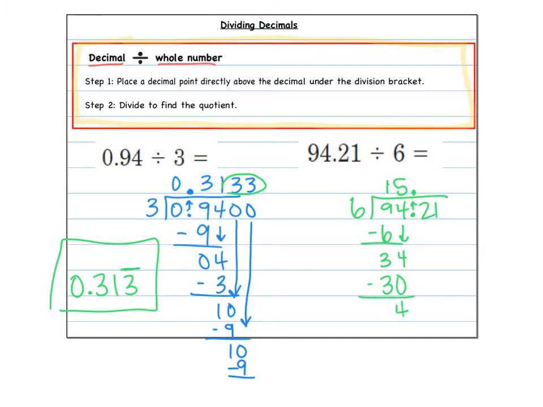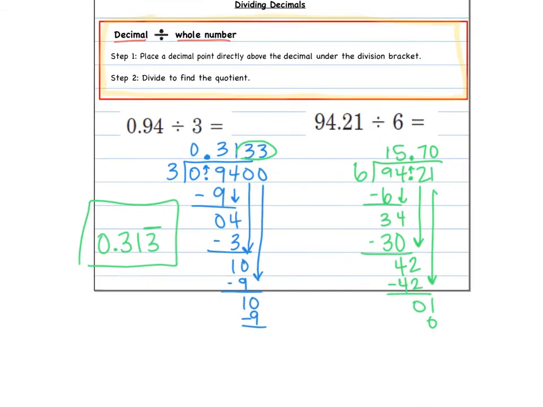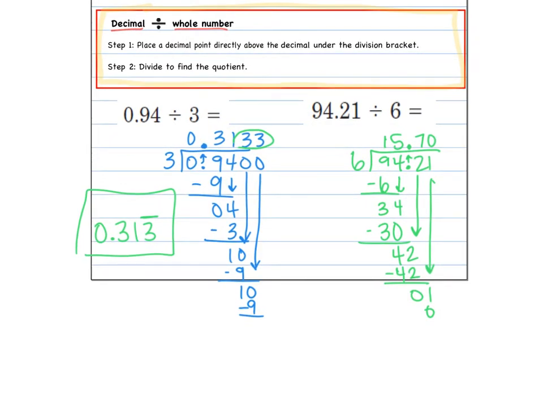Subtract. 4. Drop down the 2. 6 goes into 42 7 times. 6 times 7 is 42. Subtract. Drop down our next number, which is 1. 6 goes into 1 0 times. 0 times 6 is 0. Move this up again. So I subtract. Sorry, that's wrong. 1 minus 0 is 1.